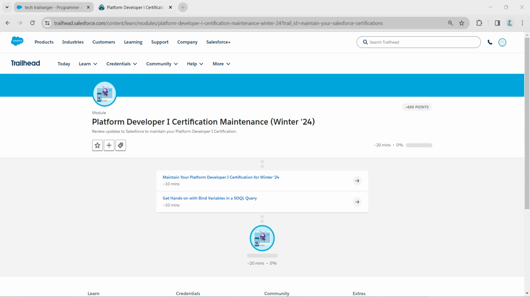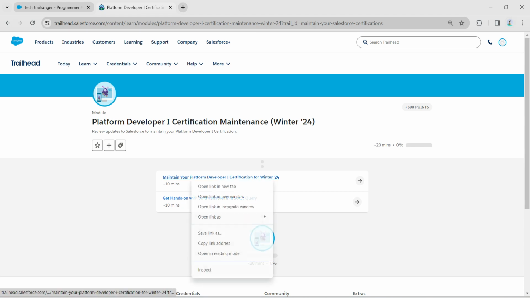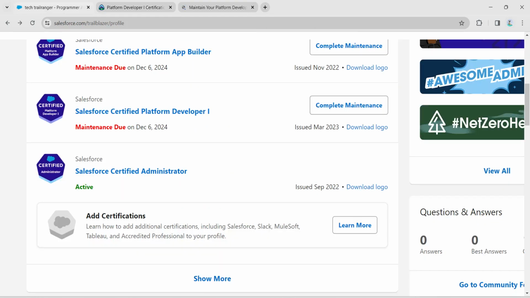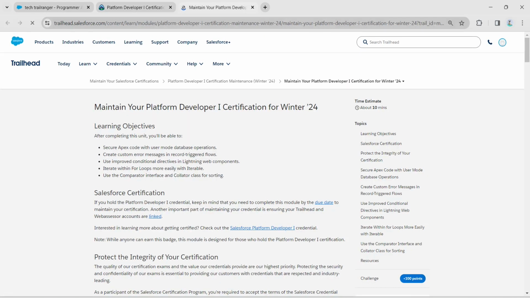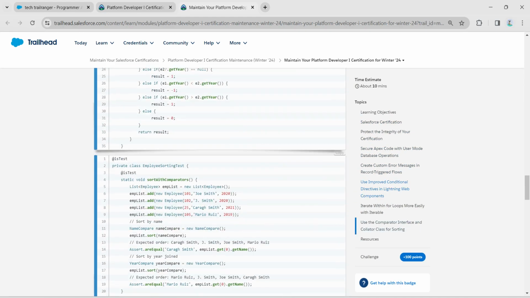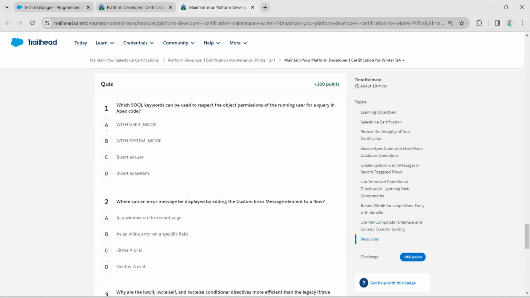So today we are here with one interesting maintenance module, which is nothing but Platform Developer 1 certification maintenance, which is for Winter '24 release. So let's take up our first challenge now. If your profile is showing maintenance due, you need to complete this in order to clear your maintenance. So this is going to be the quiz. Let's take up the quiz now.